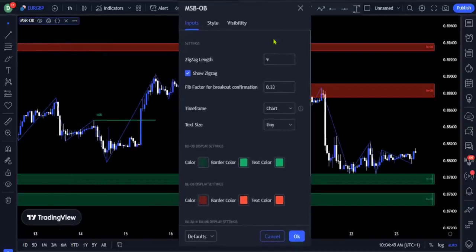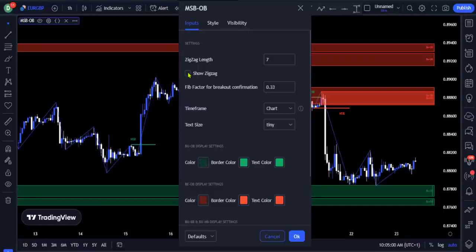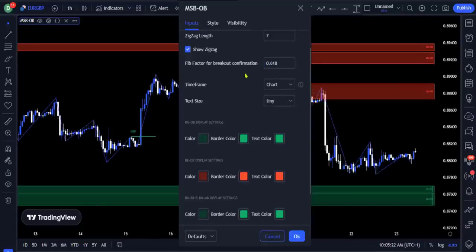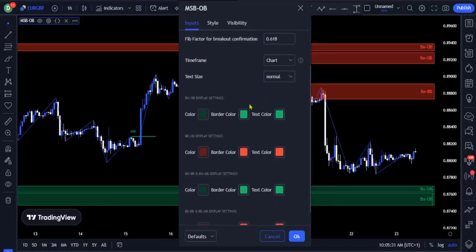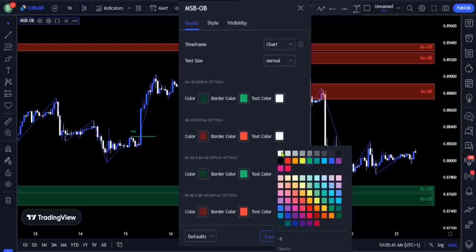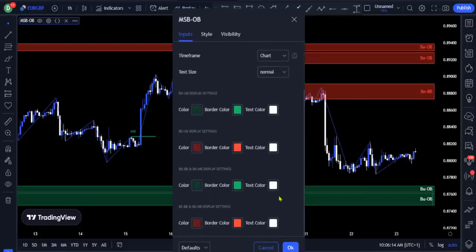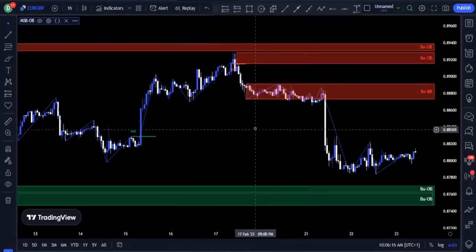So here on the input menu, you can change the zigzag length from 9 to 7, or you can hide the zigzag pattern by taking out this check mark here if you don't need it. And you can also change the Fibonacci factor value from 0.33 to 0.618, which is the Fibonacci golden ratio. This Fib ratio is sometimes used as confirmation for breakouts. Then you will come down and change this text size to normal, and the text colors to white, to make it more visible. I recommend you check out these different settings in the indicators, or leave the settings of this indicator to its default values, because this indicator can also do great by default, and then click on the OK button.